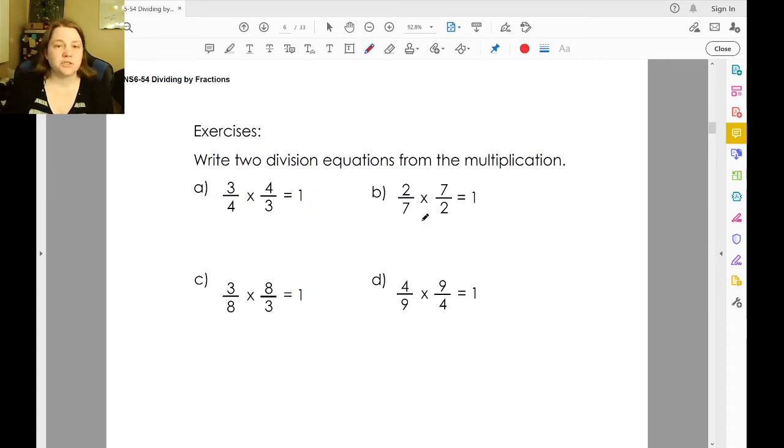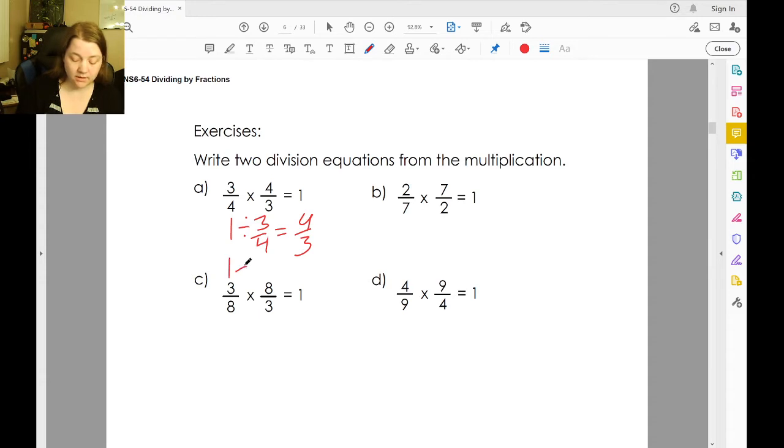So let's write division equations from this. 1, the number that is being equaled, 1 divided by 3/4 equals 4/3. Or 1 divided by 4/3 equals 3/4. There is no way I'm going to have enough room to write all of this neatly.